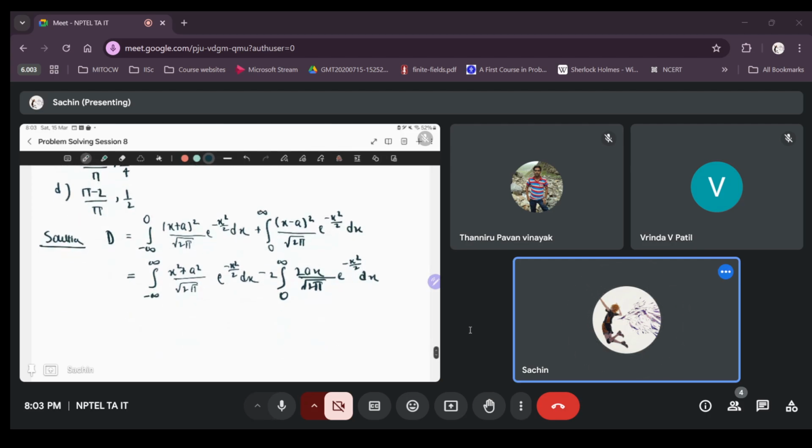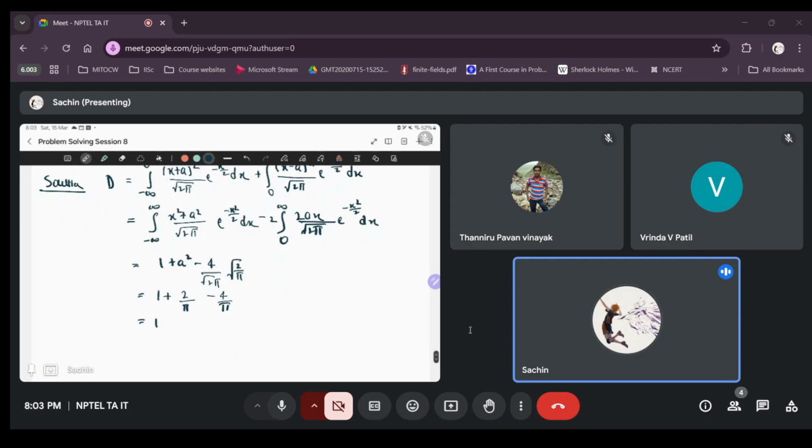Now I leave the integration part to you. It's too lengthy, but it's not too complicated. This will turn out to be 1 plus a square minus 4 over root 2 pi root of 2 over pi, which will be 1 plus, for a equal to root of 2 over pi, 1 plus 2 over pi minus 4 over pi, which is pi minus 2 over pi.